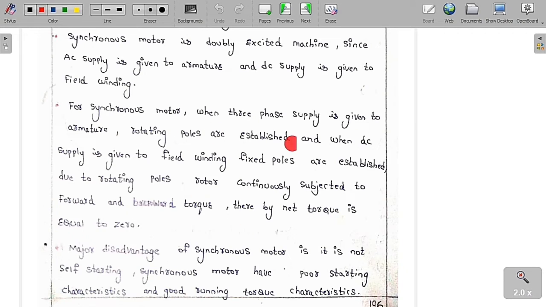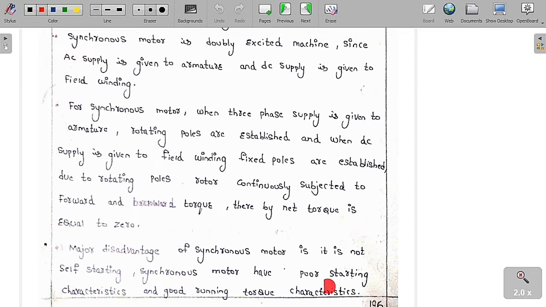So for synchronous motor, whenever the three-phase supply is given to the armature, then rotating poles are going to be established in the air gap flux. And when DC supply is given to the field winding, fixed poles are going to be established. So due to rotating poles, the rotor is continuously subjected to forward and backward torque, so the net starting torque is equal to zero. The major disadvantage of synchronous motor is that it is not self-starting, as I have already told you, because the starting torque is equal to zero.